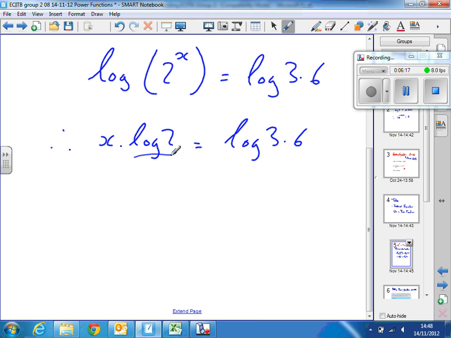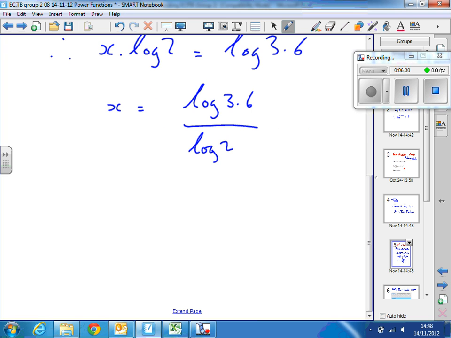And x equals log 3.6 divided by log 2. And now we get the calculator out, work it out, and that tells us x. So answer x = 1.848. Try and hold some significance because remember these are powers.